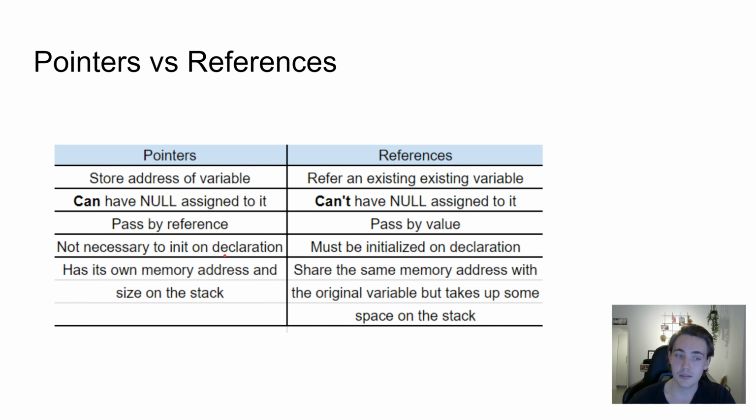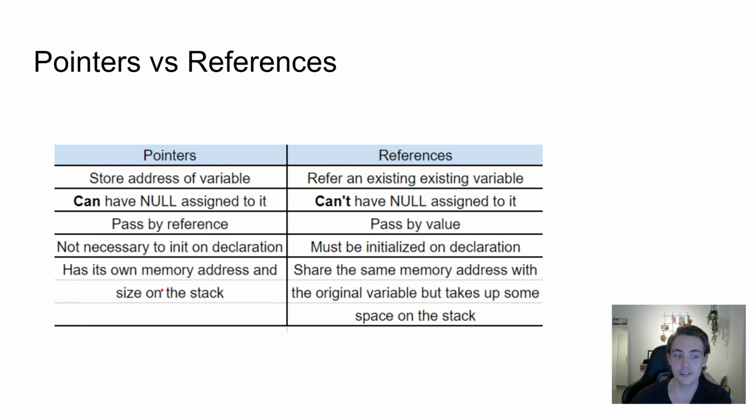With pointers, we can pass a pointer by reference, whereas references are passed by value, so when using references we need to pass them with values, as we saw on the first slide. With pointers, it is not necessary to initialize on declaration, whereas with references we must initialize on declaration, which means we can't assign null to it. It needs to have some value at some memory address that we can reference all the time in the code. So it must be initialized on declaration.